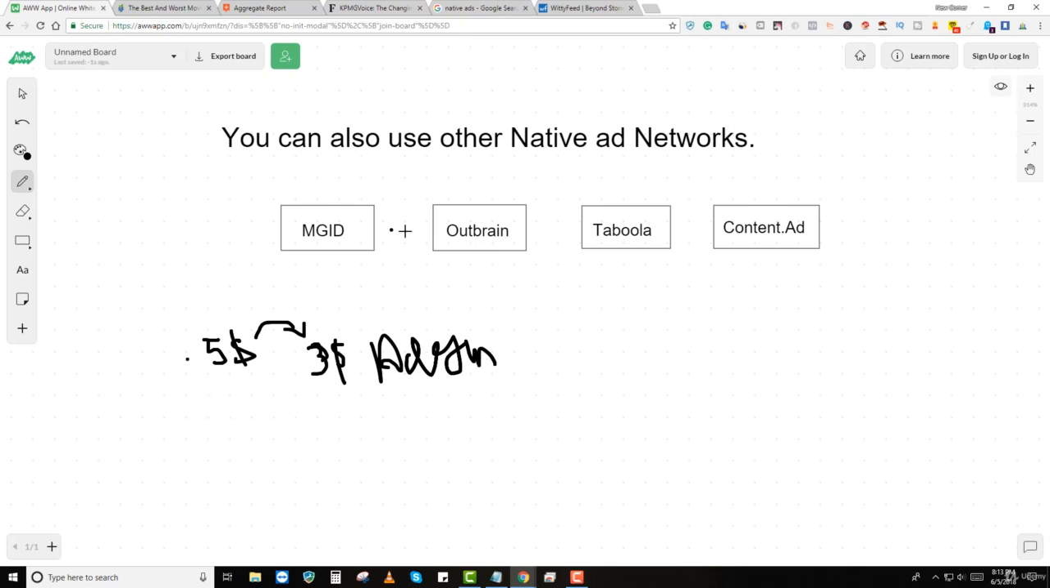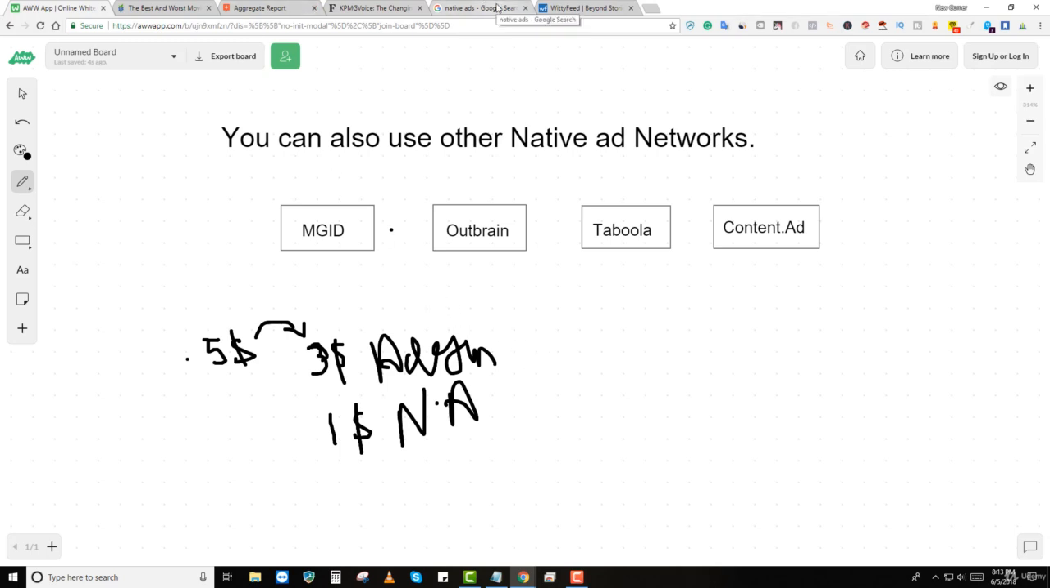But when you use a native ad network, you're going to get one more dollar from the native ad network. So in that case, you're going to reduce your loss by using native ad networks, because native ad networks get a lot of click-throughs, because people do know what is an ad and what is not an ad.